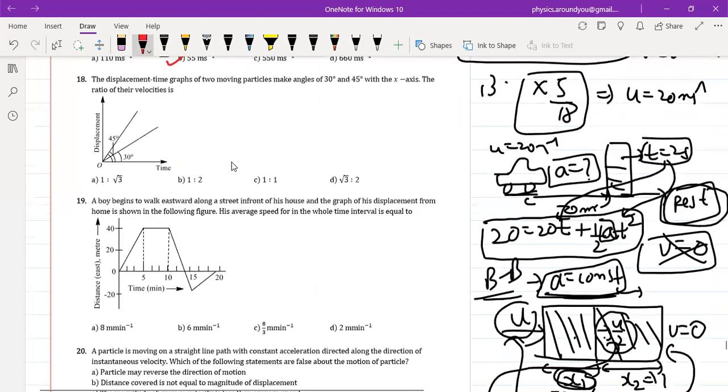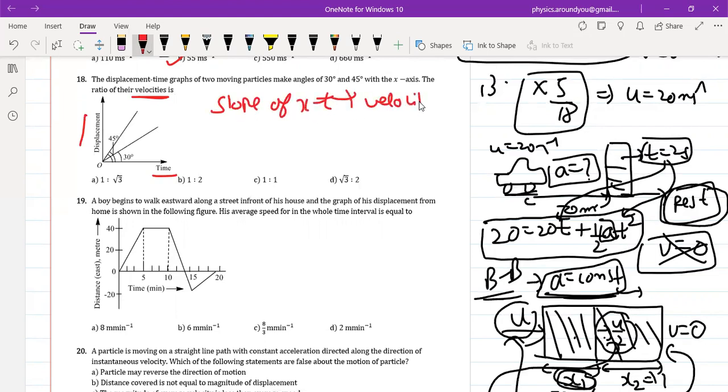This is a CET PYQ as well. Given the displacement time graph, how will I find their velocities? Interesting. We know the slope of xt gives you velocity. How do we find slope? You just put tan theta. So the ratio of V1 is to V2, one makes 45, other makes 30. Tan 45 to tan 30, 1 is to 1 by root 3. So the option should have 1 is to 1 by root 3 if I'm taking ratio of 1 is to 2. But I can't see any relevant option.